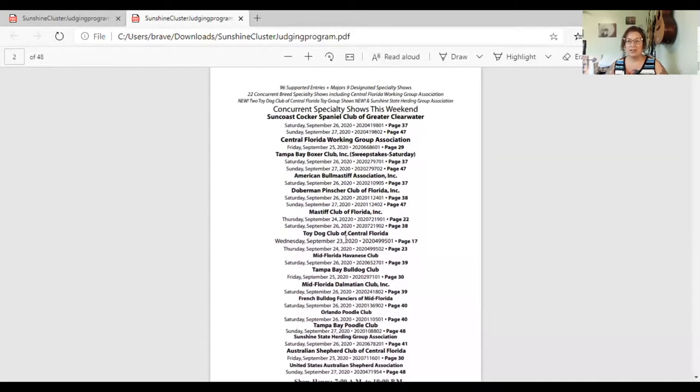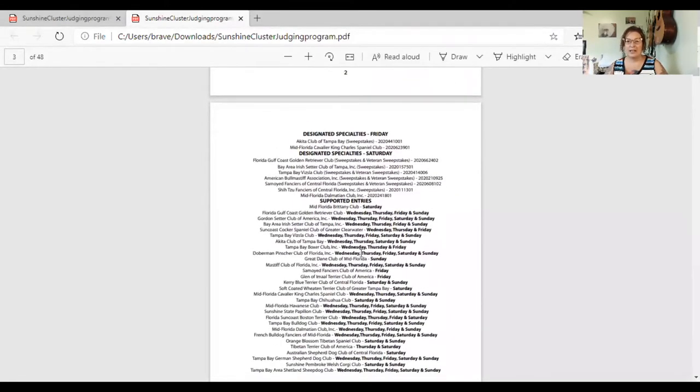You could see they're listing here concurrent specialties. That means there's going to be specialties going on at this show. These could be separate little shows, but a lot of the time a breed will just have their specialty or their national at a dog show. So the breed judging for that show is their specialty.